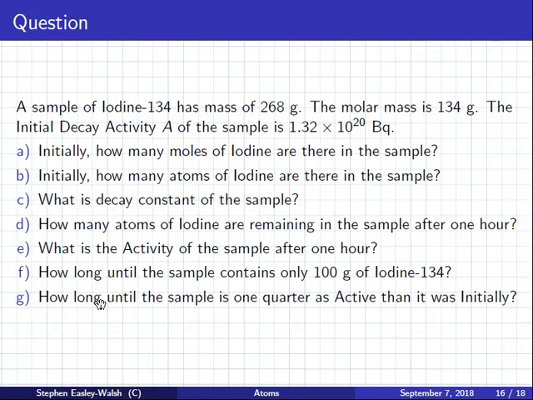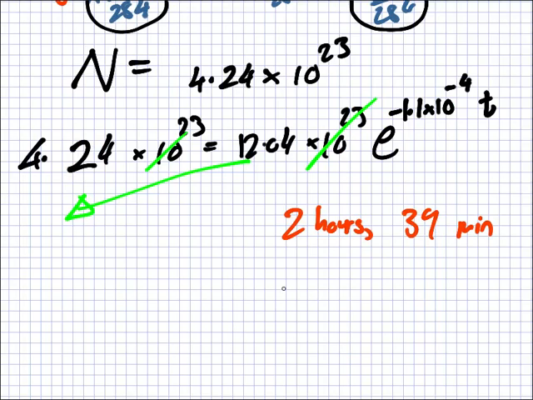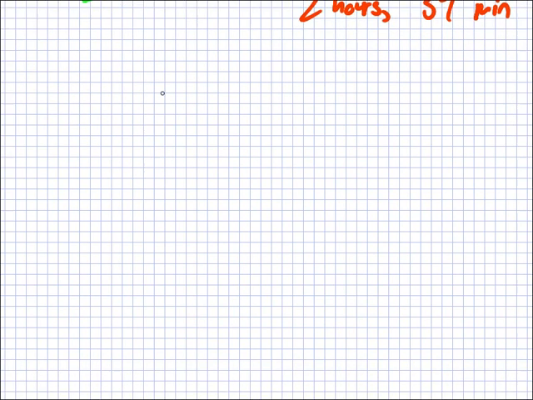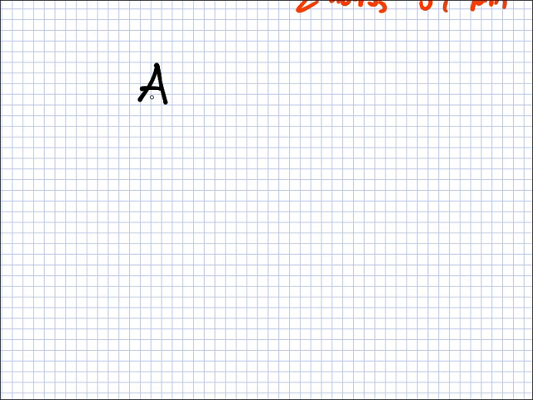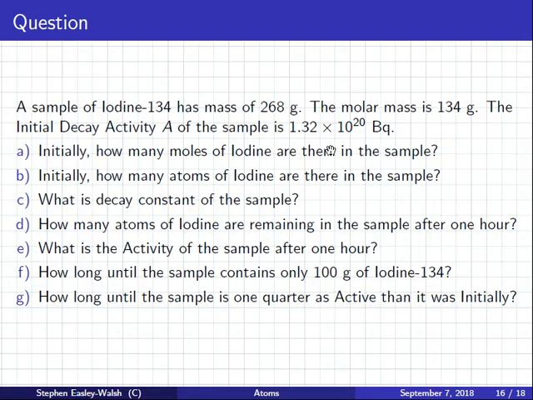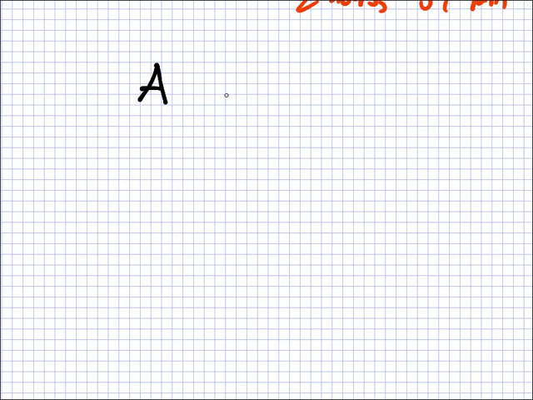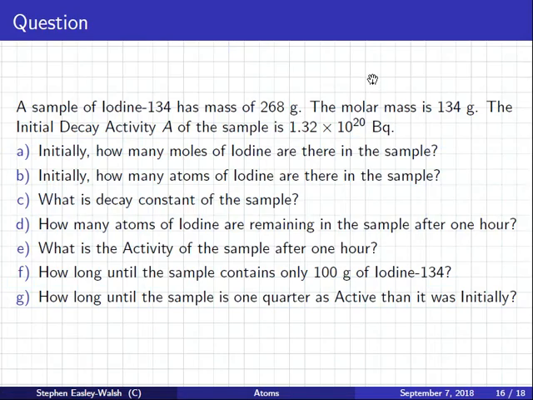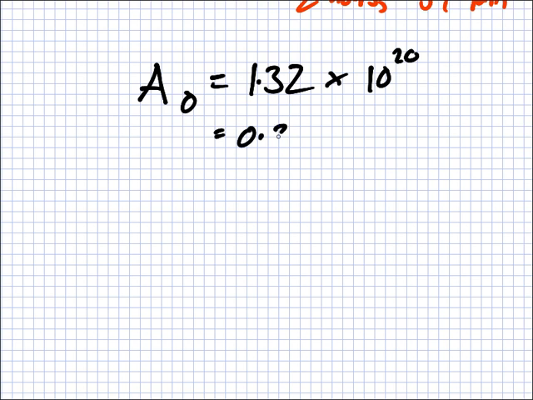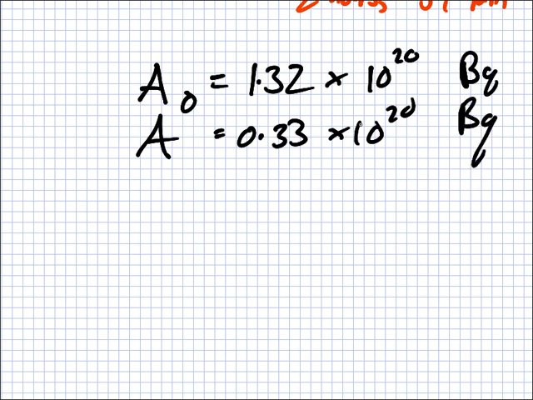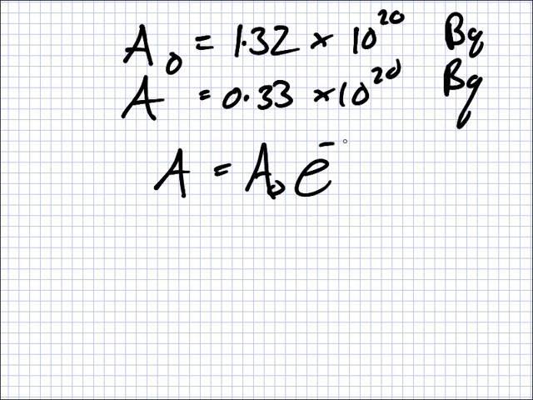The last part is how long until there's only 1/4 the activity? Okay. So what did we say the activity at the beginning was? What was the activity at the beginning? I gave it in the question, didn't I? There it is, 1.32 times 10 to the 20. Okay. Seba, can you just type in 1.32 divided by 4? Okay, so that's the activity, and then that's the activity later. Right, once again, guys, I want you to use this formula to tell me what the t will be, please. So you know the A0, the A, and you know the lambda, so try and solve for t here.